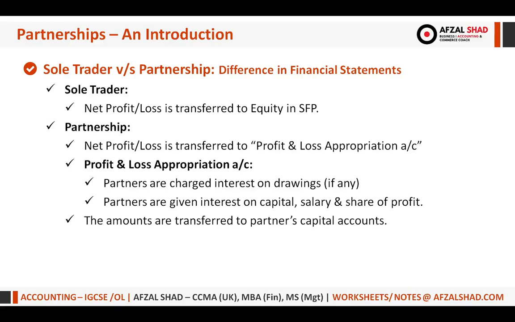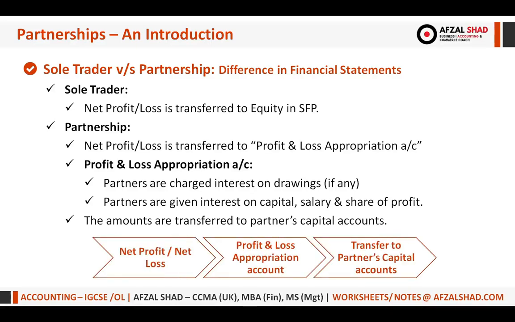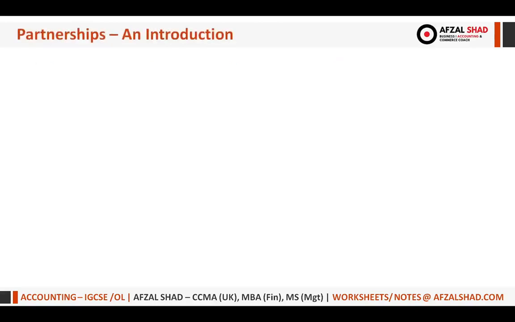Partner A is going to get how much money and partner B is going to get how much money, and then after splitting up, we transfer that into the statement of financial position or the equity section. So as we said, net profit and net loss is transferred to the profit and loss appropriation account, and then from this account we transfer it to the partner's capital account, right? In sole trader, we didn't have this middle thing, which is the profit and loss appropriation account. We directly transferred that net profit to the capital account, but over here we have this middle thing called the profit and loss appropriation account.